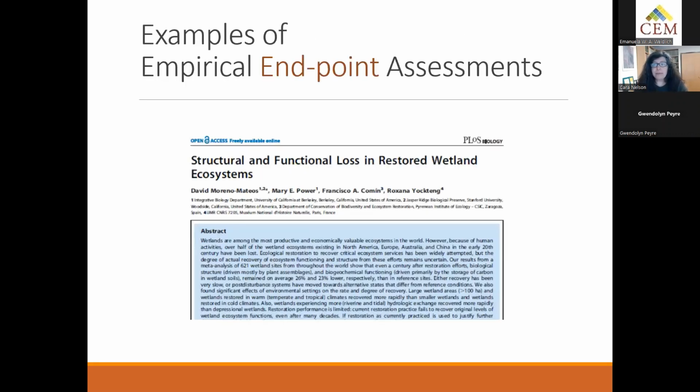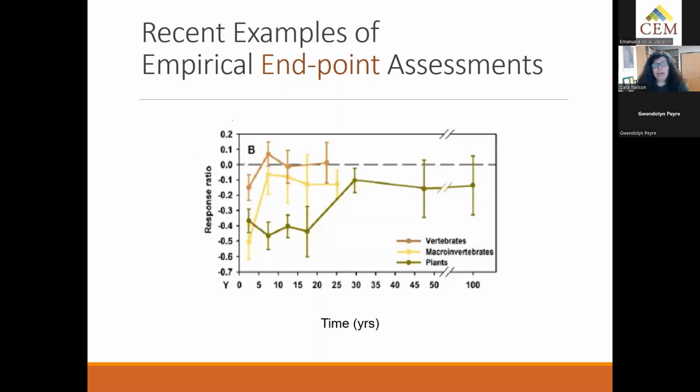And I want to give you some examples. This is one of my favorite papers. It's by David Moreno-Mateos and colleagues. It is about the effectiveness of wetland restoration, and it's a meta-analysis. They had like 600 wetland projects. And so this is an endpoint assessment where they're comparing what happened in these restoration projects after treatment, right? What was the result, and how does that relate to their reference model or their reference system?